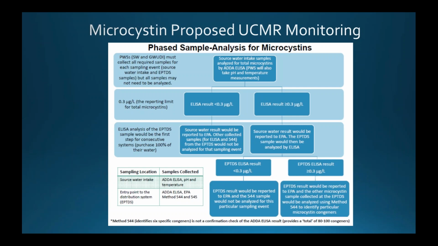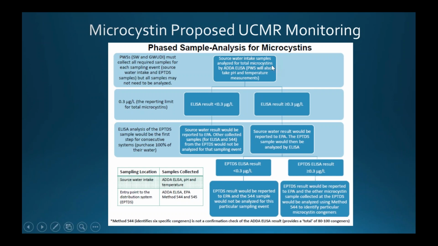Microcystin, on the other hand, is a little more complicated when it comes to the upcoming UCMR. You're going to grab 3 samples, and they say at the same time. You're going to grab an intake sample, and then you're going to grab 2 entry points into your distribution. So what are you going to do with those 3 samples?